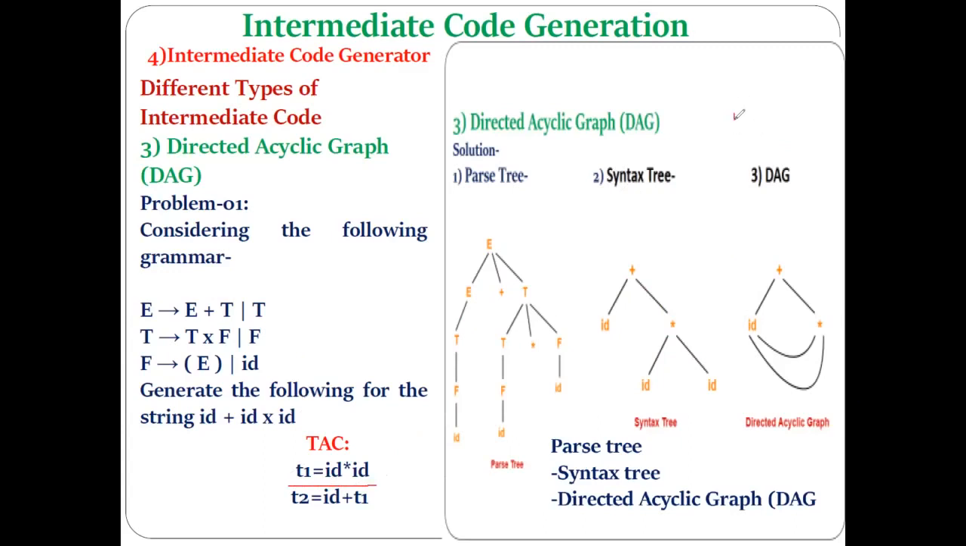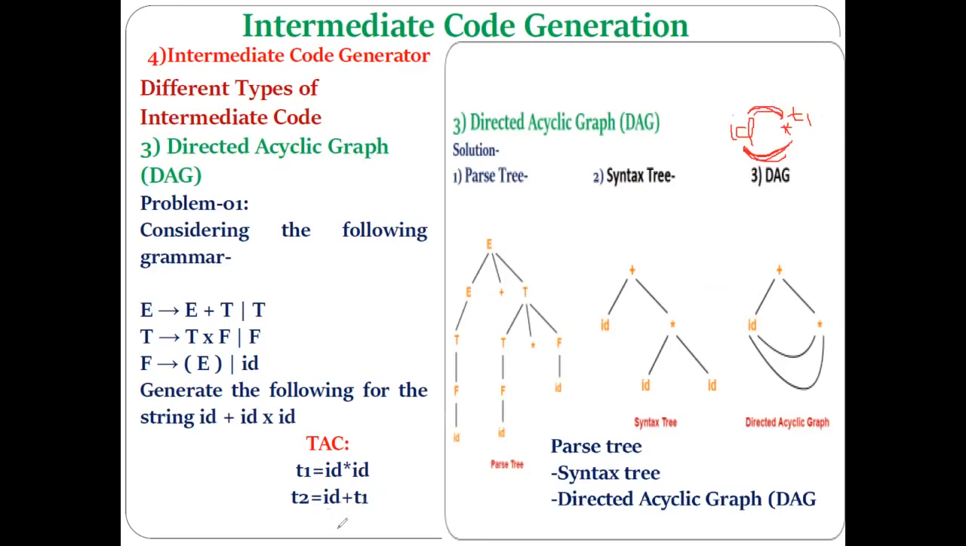So for t1 equal to id into id, we have to generate a node for only one value of the operand id. Let me draw it a better way. t1 equal to id into id. You generate the node for the unique value only. The unique value is id only, so t1 has id, and this line you draw like this, id into id.